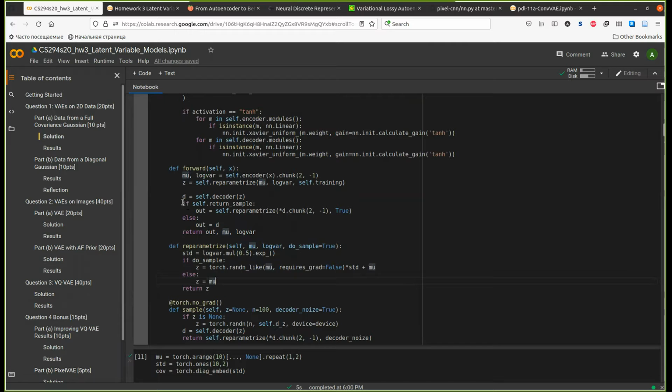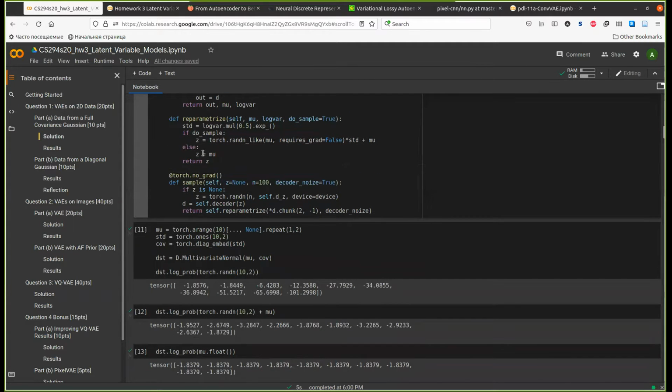And here I have this conditional. What we can output from the model is these means and log variances, or we can output a sample. To output a sample, we do the same reparameterization, but with the means and standard deviations from the decoder.